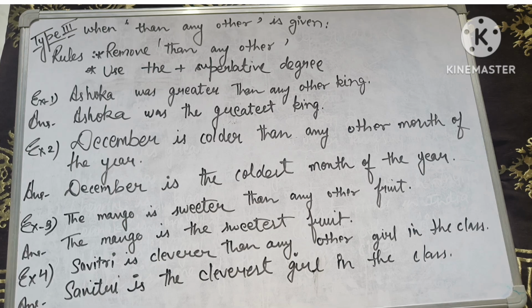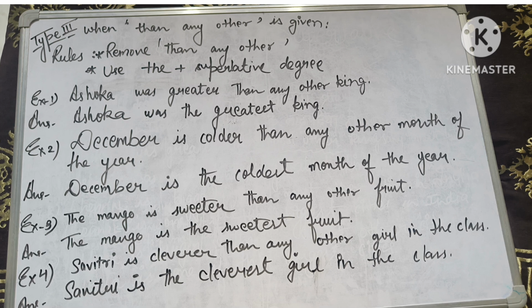Sentence number 1, "Ashoka was greater than any other king." So "greater than any other" will be removed entirely, and you have to bring "the greatest". Similarly, "colder than any other", "the coldest". For sentence number 3, "sweeter than any other" will be removed, and you will bring "the sweetest". "Cleverer than any other", you will bring "the cleverest girl". So simply you have to remove "than any other" and bring "the" plus the superlative degree. That's it.